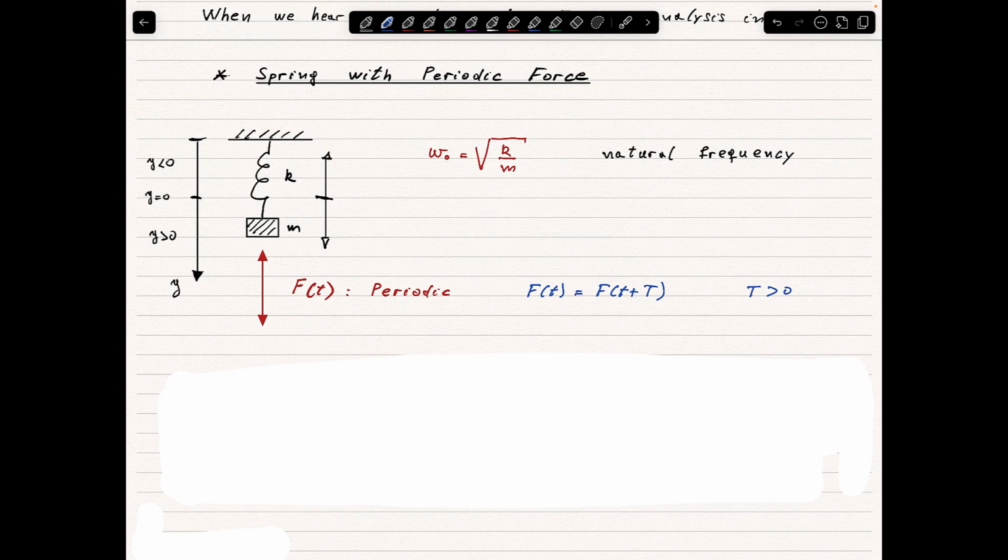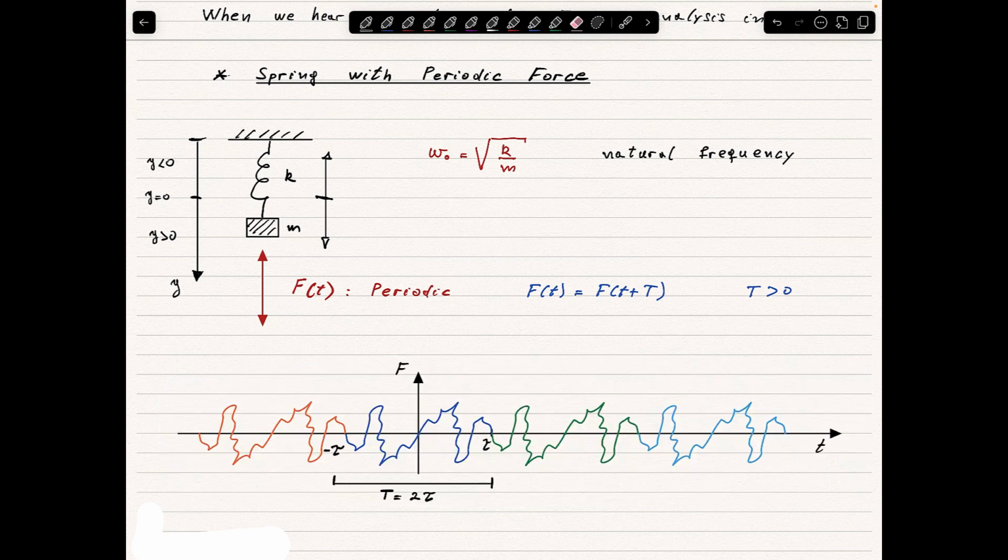So what we are saying here is that the force is going to look more or less something like this. Some very strange force that, every interval in time equal to capital T, repeats itself. So this part repeats itself here, which I draw in a different color just to emphasize that this part of the force is exactly the same as this part, and exactly the same as that part.